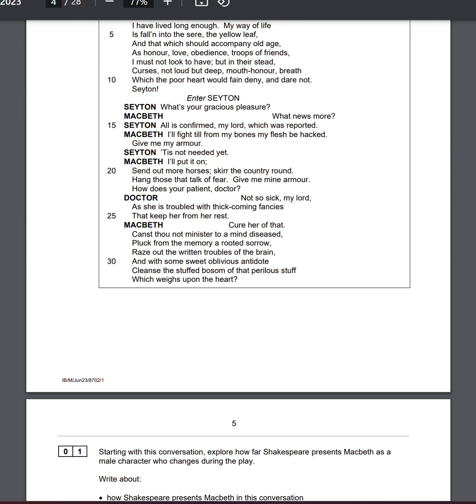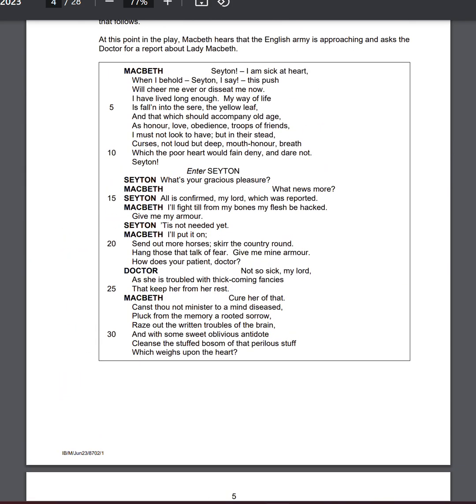What part of this extract can we identify that either A, we know, or B, we can reference and talk about? Okay, so it's about trying to link some part of this to what you already know, the knowledge that you already have. As you can see here on line 21, we've got the "Give me mine armour." We've looked at that in class. We know that quotation. We know that links to his change throughout this play.